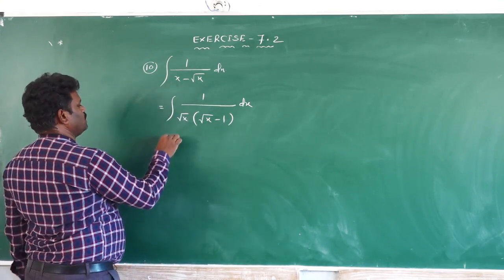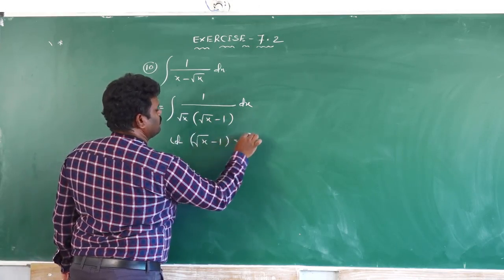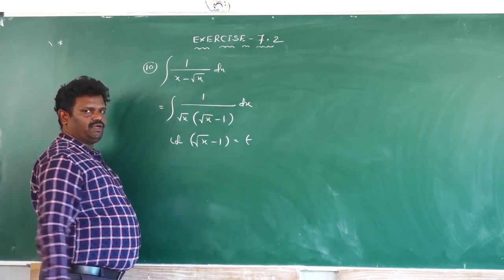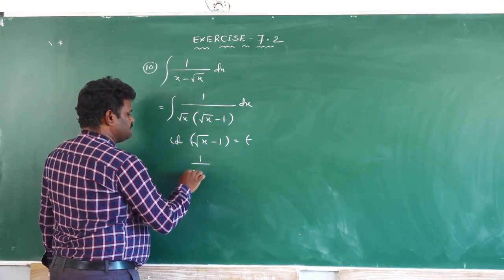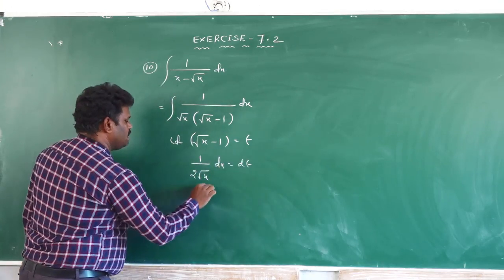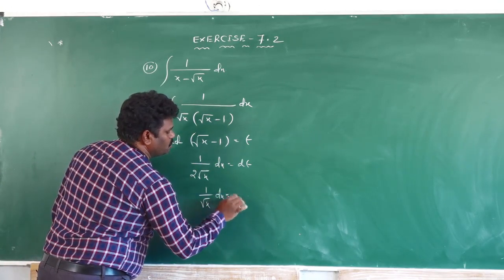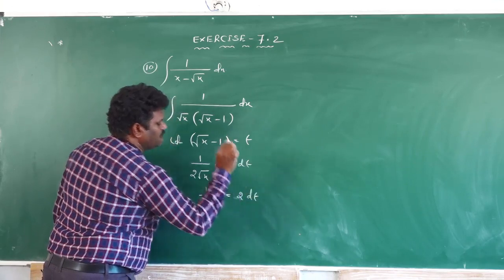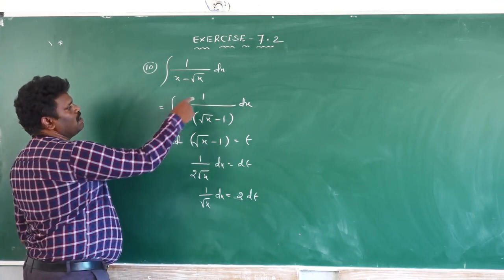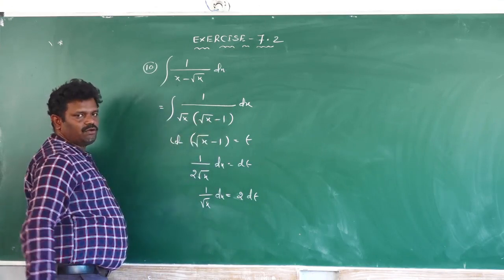Now for the substitution, what do we take? Let root x minus 1 equal to t. What is the derivative of root x? 1 by 2 root x. So 1 by 2 root x dx is equal to dt. But here 1 by root x dx is equal to 2 dt. Now we substitute these values in the above integration. Root x minus 1 is t.